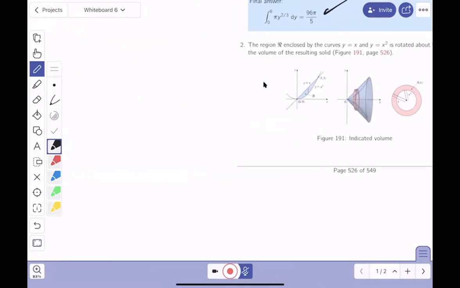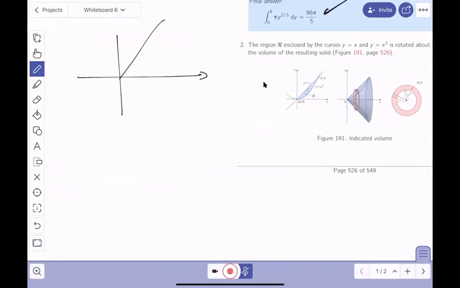Y equals X, fairly simple. I'll write that down for you. And I think you probably can appreciate my graphs are pretty simple. They don't have to be great. That's Y equals X. And the other curve is Y equals X squared. Looks like this over here.